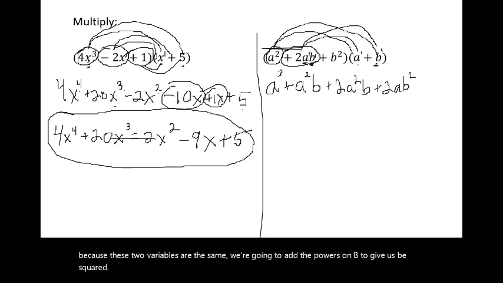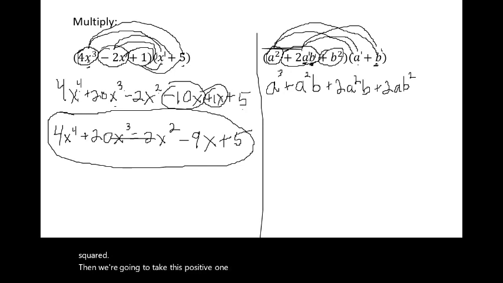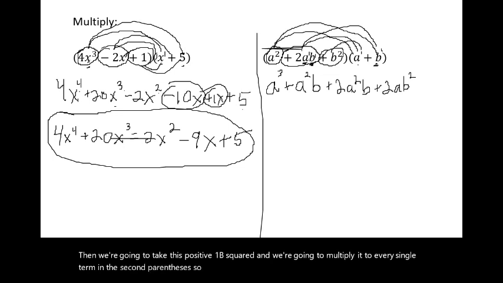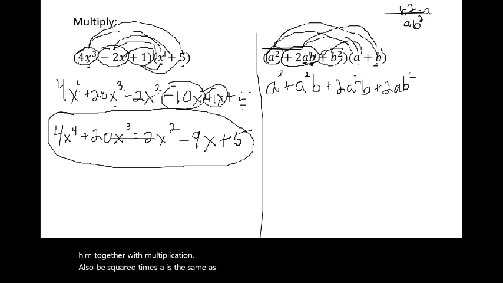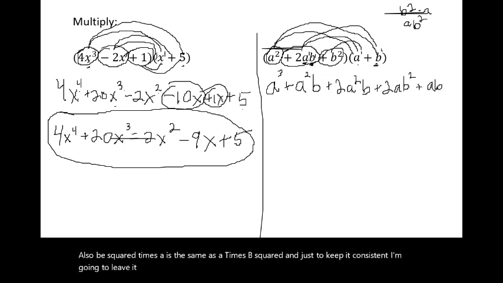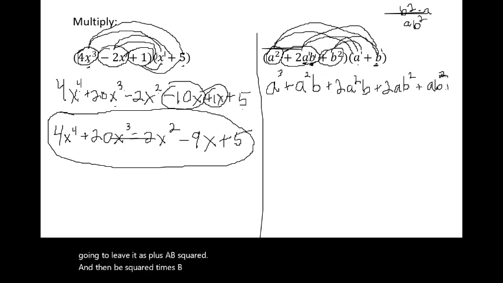Then we're going to take this positive 1b squared and multiply it to every single term in the second parentheses. So b squared times a, these are not the same variables, so we can't add the exponents, but what we can do is just put them together with multiplication. Also, b squared times a is the same as a times b squared, and just to keep it consistent, I'm going to leave it as plus ab squared. And then b squared times b, these two variables are the same, so I'm going to add their powers, b to the third.